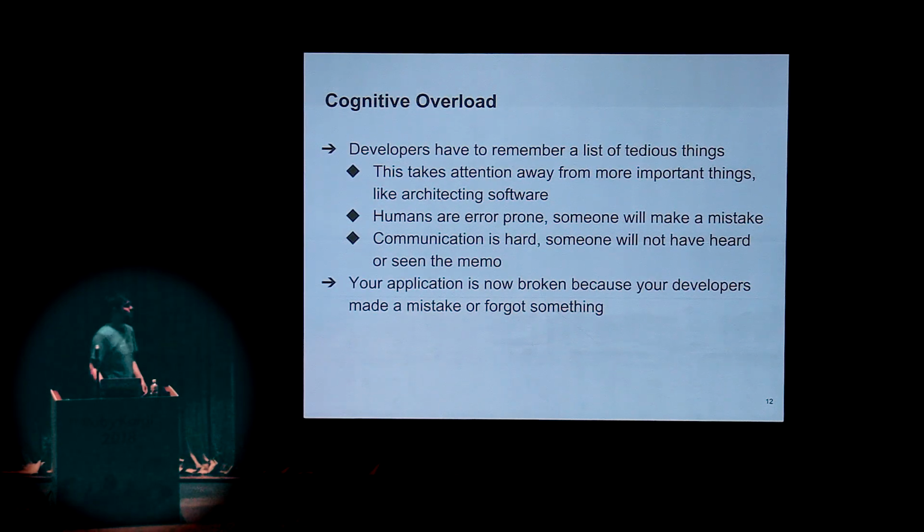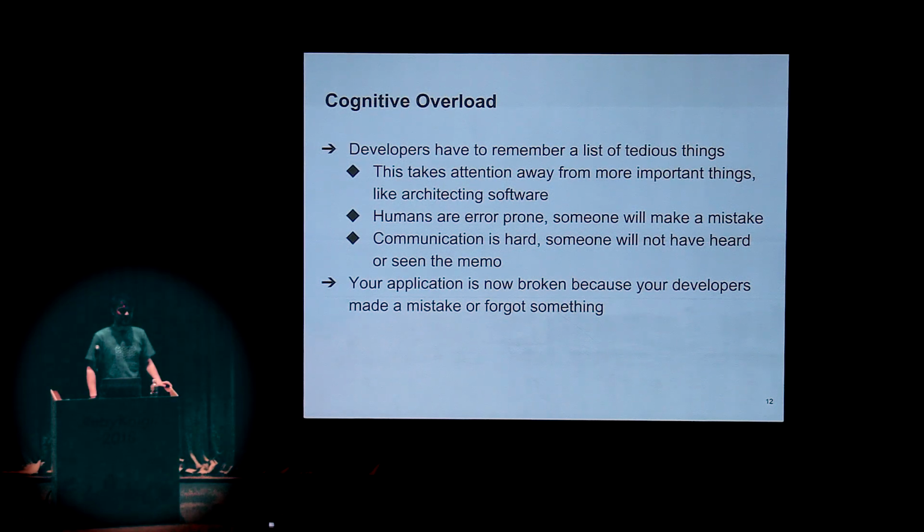If we don't, developers have to remember this list of thousands of things for all those 40,000 decisions they make every day. This, of course, takes attention away from the thing they were hired for, building software and architecting great code. And humans are error-prone. They make mistakes all the time. I mean, you'll probably find a few mistakes in this presentation alone.